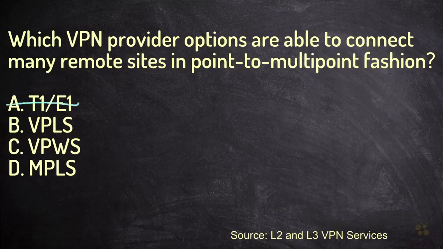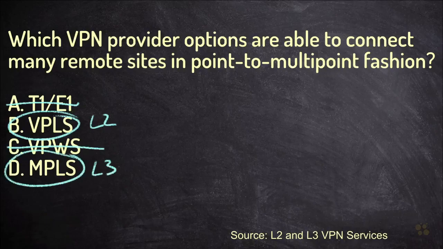Well, T1s and E1s, these are kind of a legacy format at this point, but we still use them in regular networking, and that's point-to-point only. VPLS is absolutely point-to-multipoint. Not only is it point-to-multipoint, but it is also layer 2. VPWS is point-to-point, so that's out. And MPLS is point-to-multipoint, and this would be at layer 3. So really, we want point-to-multipoint solutions.